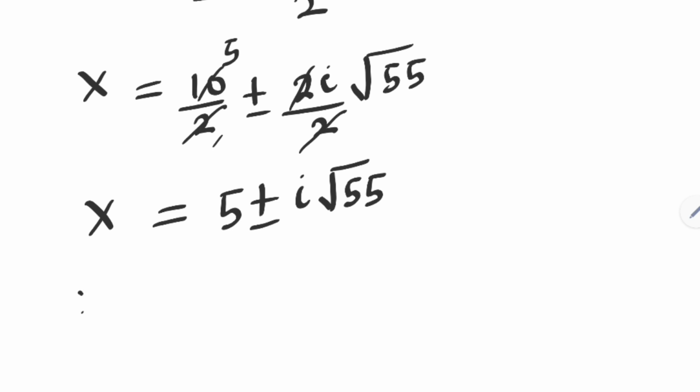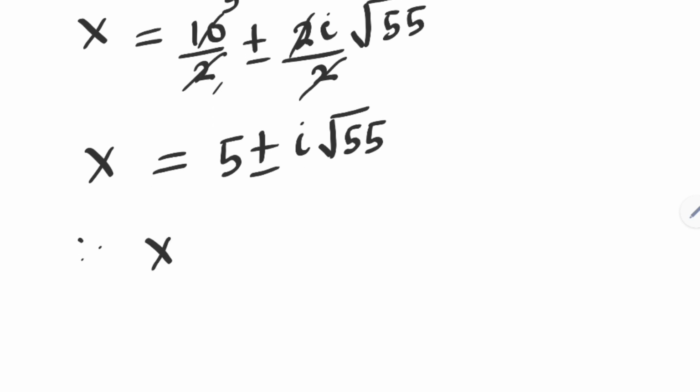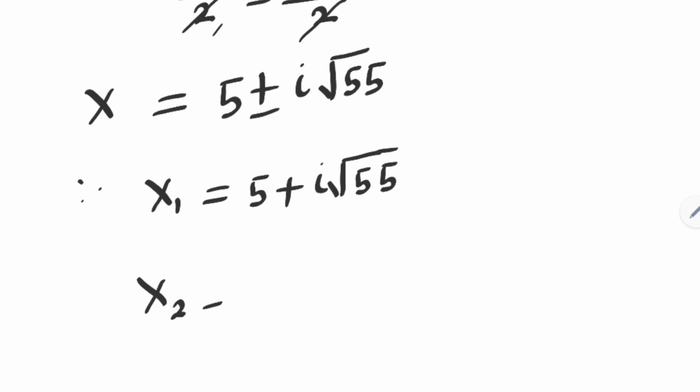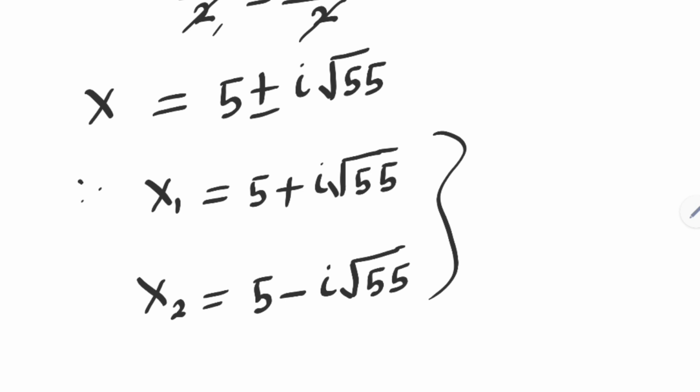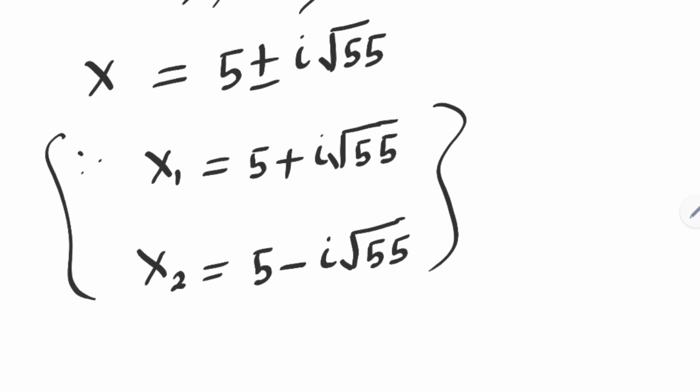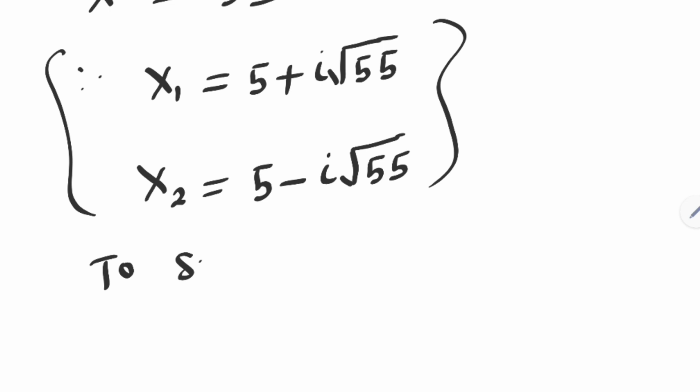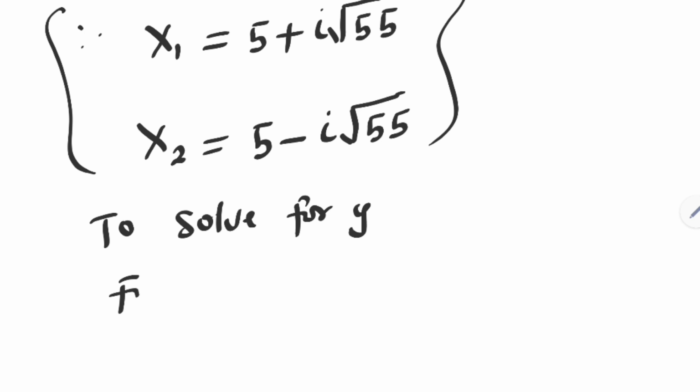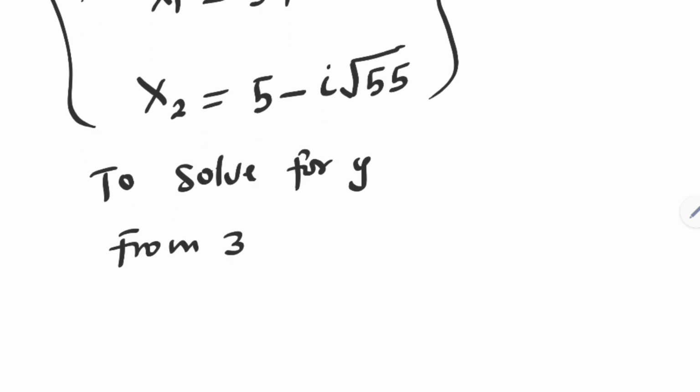Therefore, our final answer for x is x1 is equal to 5 plus i square root of 55, and x2 is equal to 5 minus i square root of 55. These are the values of x. We've got the values of x. Let us solve for y. To solve for y, from equation 3, y is equal to 10 minus x.